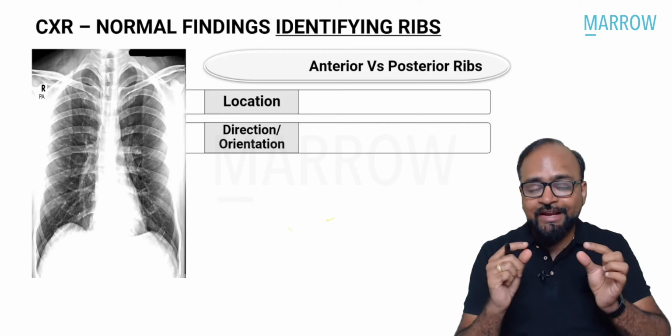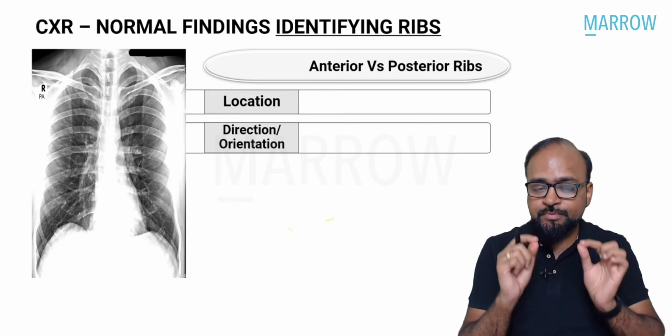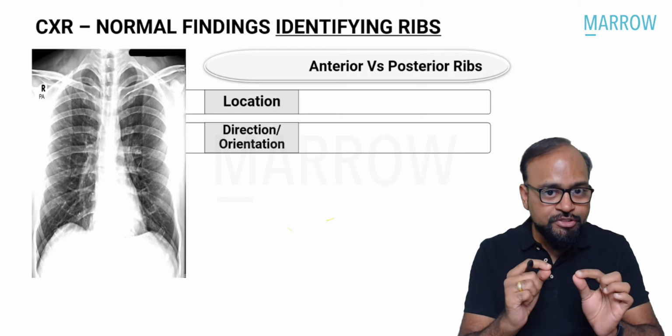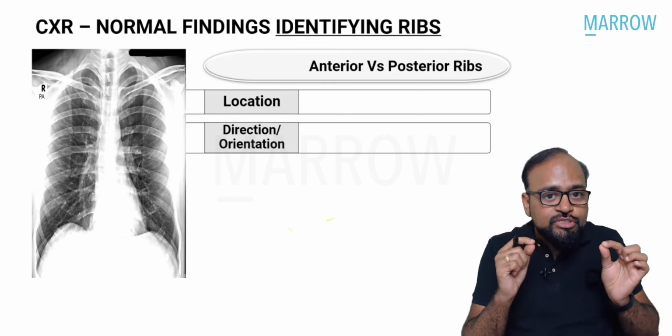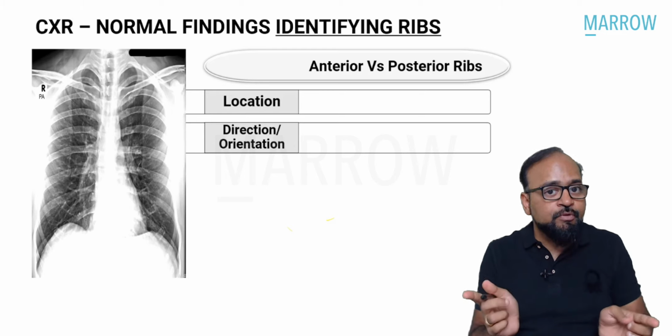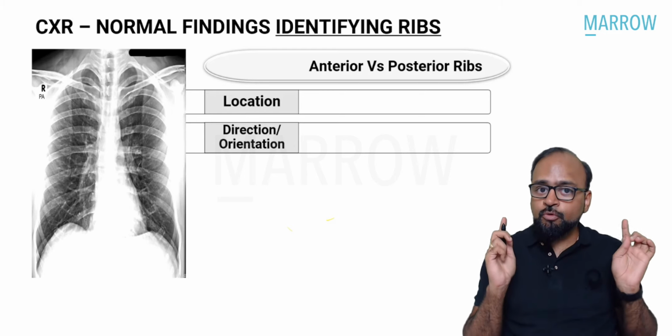The round head of a rib articulates just beside the vertebral column, at the vertebral bodies. That is how a rib begins. Then the rib goes laterally and articulates with the tip of the transverse process. Then the rib goes around the chest.